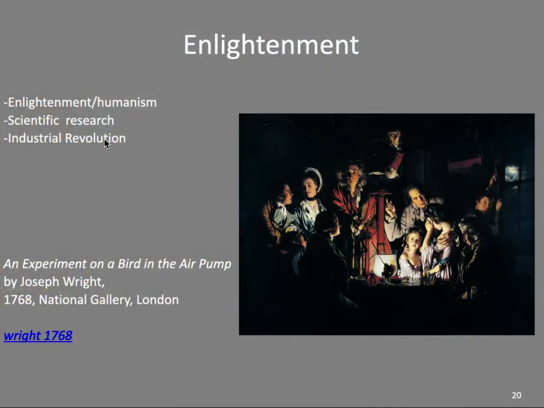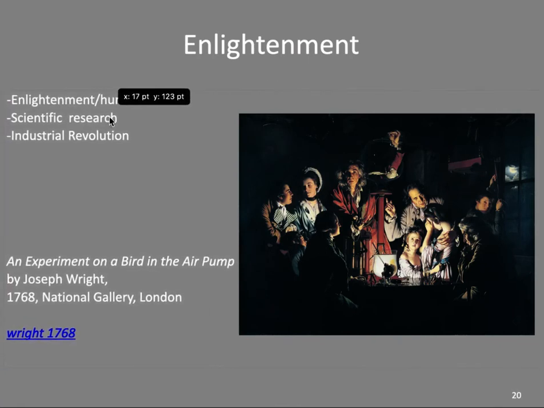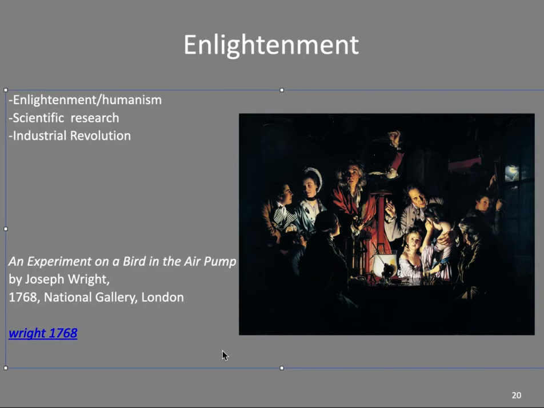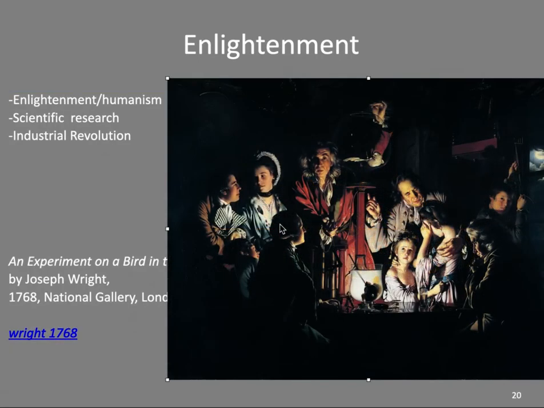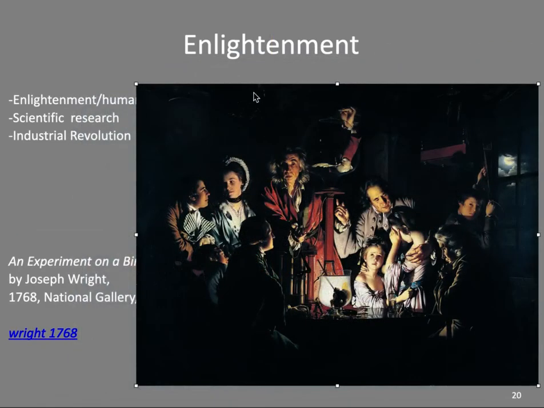I put a slide in here about the Enlightenment and the important role it plays in the change of subject matter. This is a painting by Joseph Wright. It's called An Experiment on a Bird in the Air. The subject matter has to do with the new interest in scientific research and the power of science.